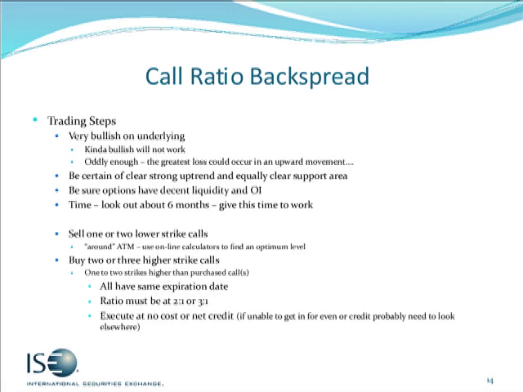They're all going to have the same expiration date. The ratio, as I said, is 2 to 1 or 3 to 1. We want to execute this at no cost or for a net credit. If, when we're working with strike prices, you're unable to get it even or for a credit, we probably need to go elsewhere. We need to go back to the other one. I'm going to sell 1 lower strike call and buy 2 higher strike calls.